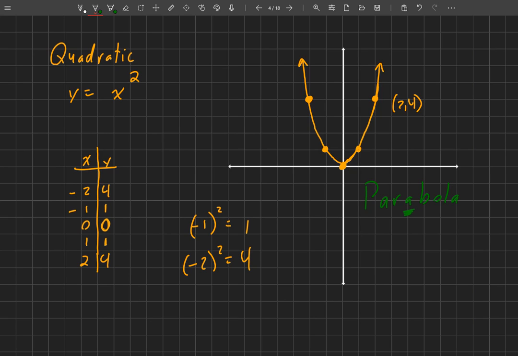So the quadratic is the equation itself, right? This is the quadratic, and it creates the shape that is a parabola. And if you see the parabola, you know that a quadratic equation created it. That's kind of how that relationship goes.